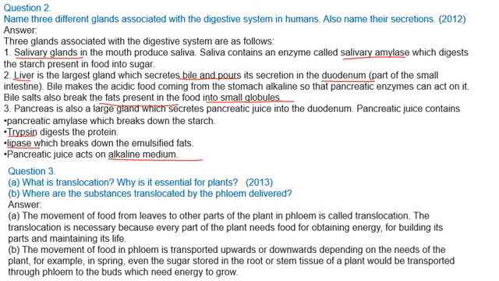Now question number 3, what is translocation? The movement of food from leaves to the other parts of the plant is known as translocation. It is done through phloem. Why is it essential for plants? Because the food is required by each and every cell of the plant. It is important for the survival of the plant. Translocation is necessary because every part of the plant needs food for obtaining energy, for building its parts and for maintaining its life.